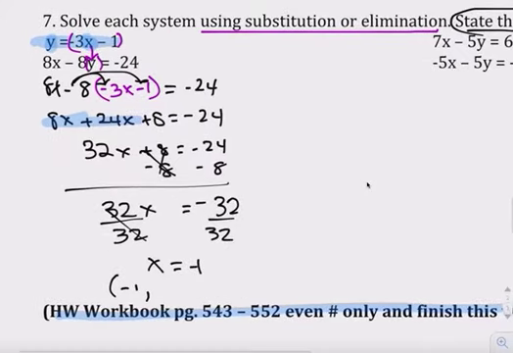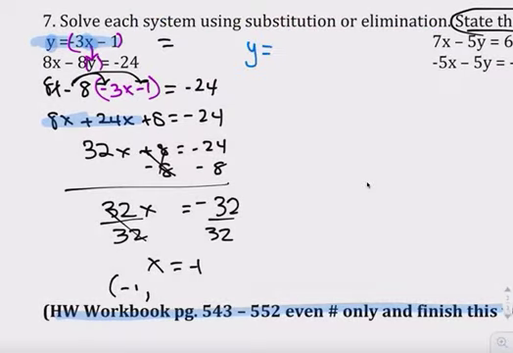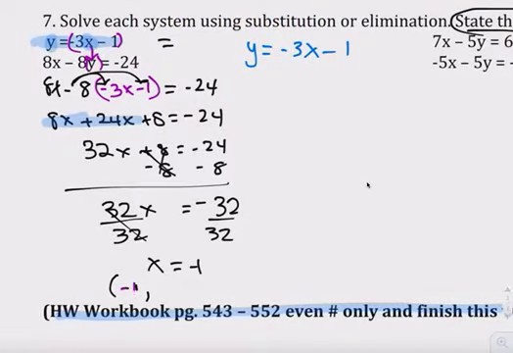So I'm going to find out what y is, so I'm going to use another color so you guys see this better. Y equals negative 3x minus 1. I'm going to substitute x to be negative 1, so negative 1 here. So that's 3 minus 1, so y is 2. So my answer is negative 1, 2.